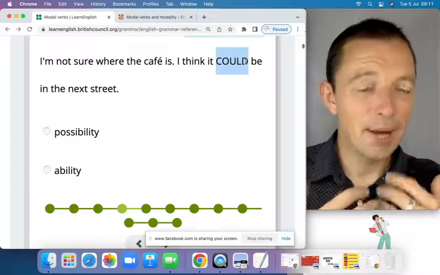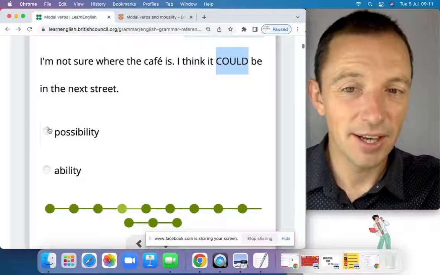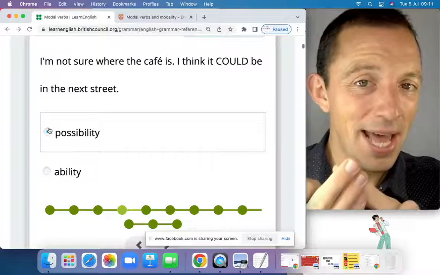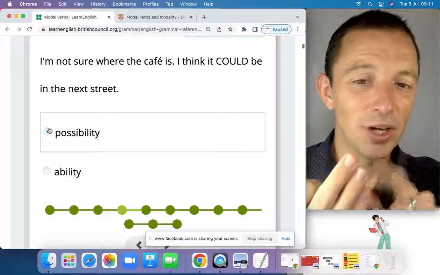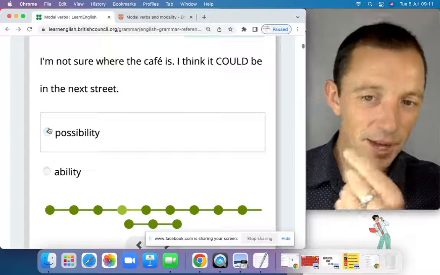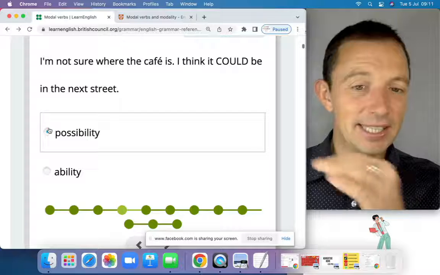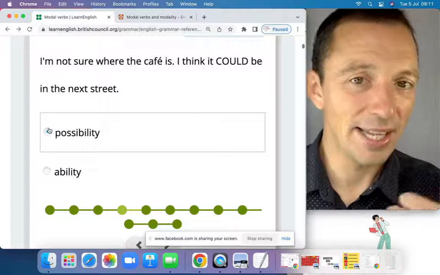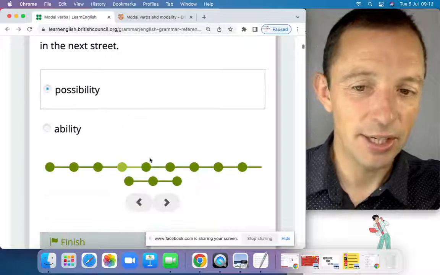For me, it's a possibility because I'm not certain. It could be, it might be, it may be. Remember, they are all possible. Could, may, might be, all possible. In the same sense, and this is definitely the possibility, that the cafe is in the location in the next street.